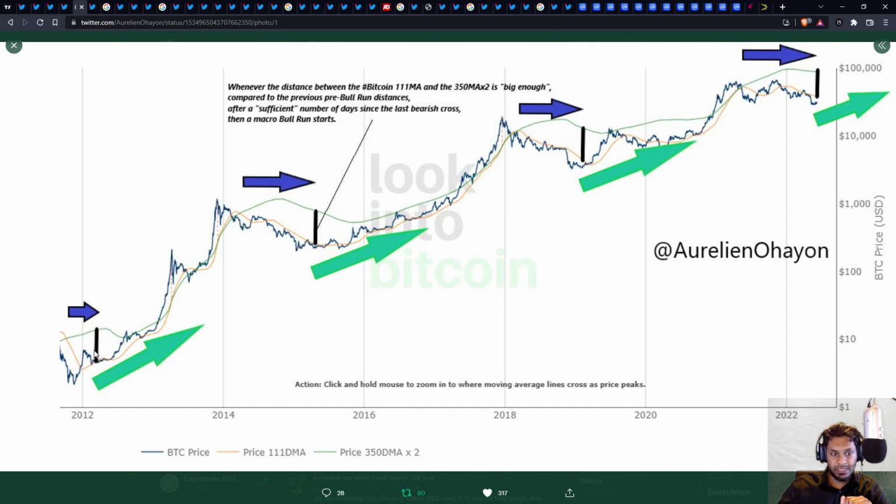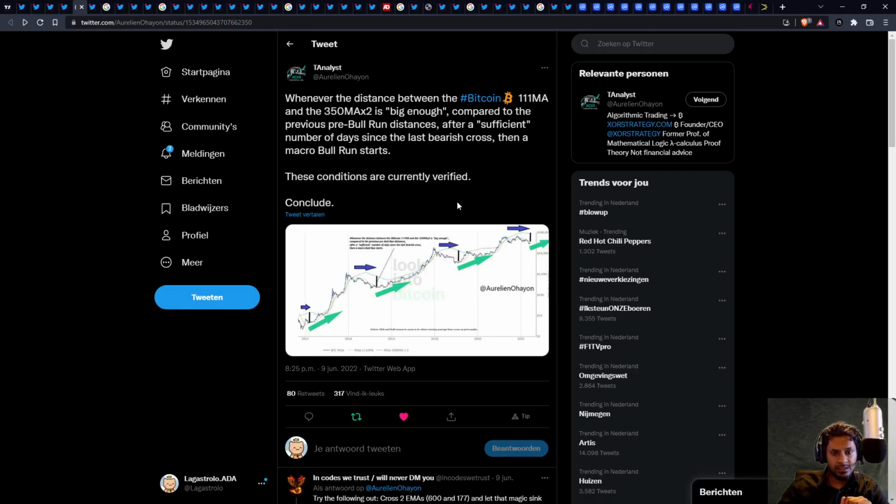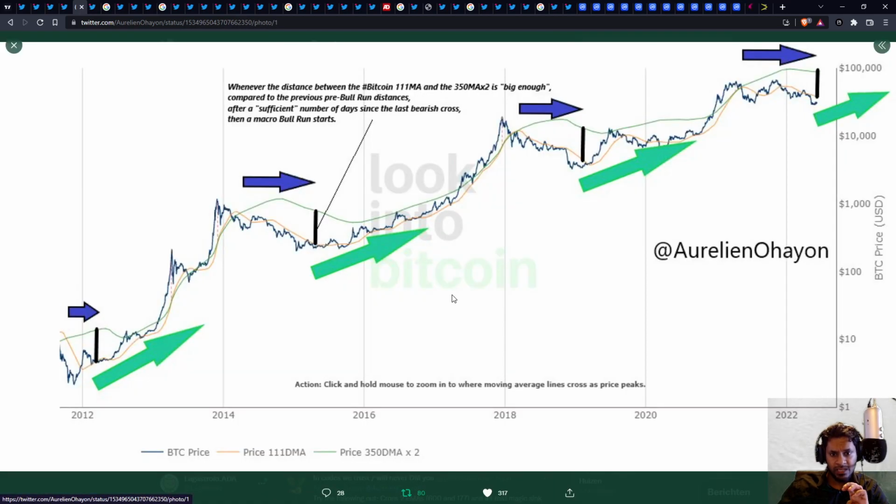So it's basically back in 2012. I think the green line is the 111 moving average, and the yellow line is the 350 moving average. These are the two lines, and when the distance is long enough, it's basically measuring the same distance. That is the moment when the Bitcoin bottom is in, and then we're going to make some slow, choppy movements to new all-time highs, hopefully in the future. That is basically what this chart is indicating. Oh, it is over here, the Bitcoin price. Yeah, I was right.